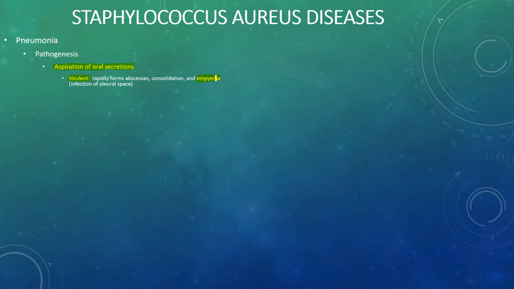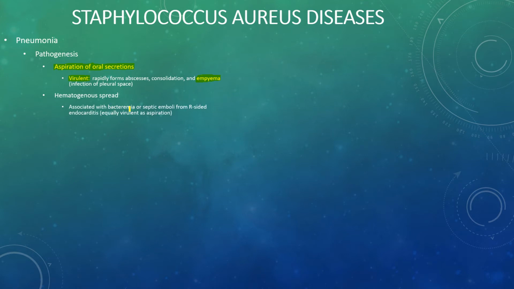What is empyema? That means you have an infection of the pleural space. So if you have an infection of the pleural space, you can get an exudative effusion and get pleural effusions there as well. Not only can it spread through aspiration of oral secretions, but Staph aureus can also spread hematogenously. So you have another site of Staph aureus infection, it can go to the lung and spread there through the blood.